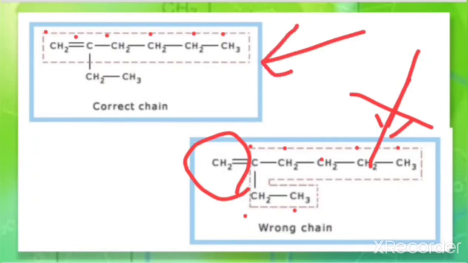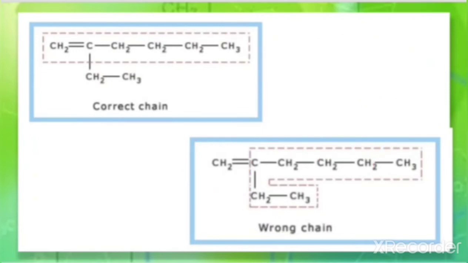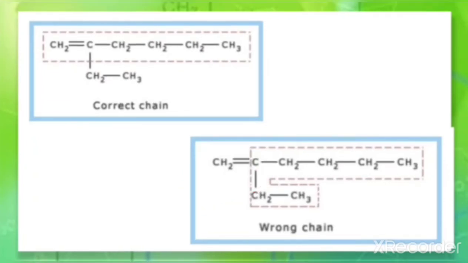This is the right way of selecting the main chain, because if there is a multiple bond, then that should be involved in the main chain. We cannot avoid that multiple bond as it is given here. That is, this one is the correct way of selecting the longest chain when there is a multiple bond. So this is the wrong way of selecting the chain. So how do we name this one?